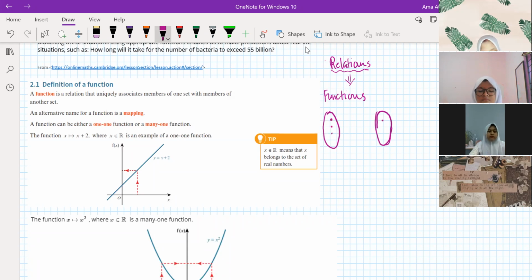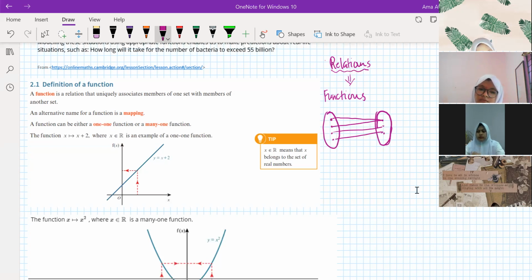Let's say I have 1, 2, 3, 4, and 1, 2, 3. So like this, for example. This mapping is called a function. Like this, this is a function. Later on, you will study that there are some types of functions. We have one-one functions, and then we have many-one functions. We will discuss that in detail. For example, when we have a relation like this, this is just a simple function.